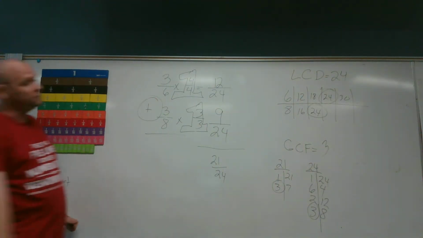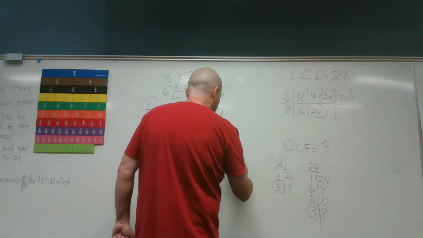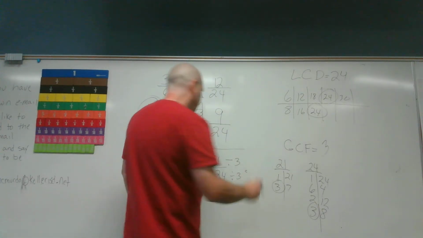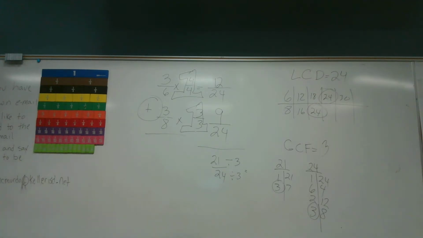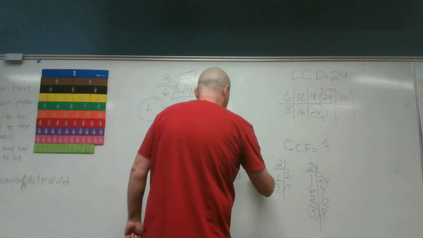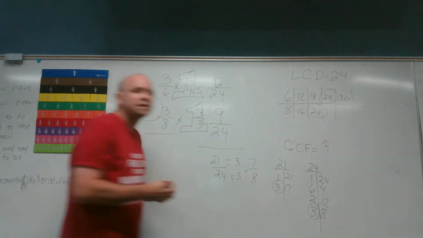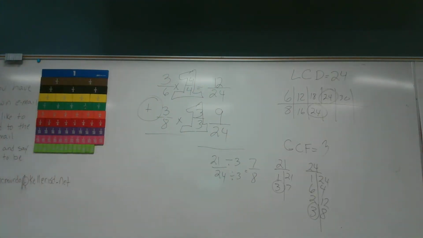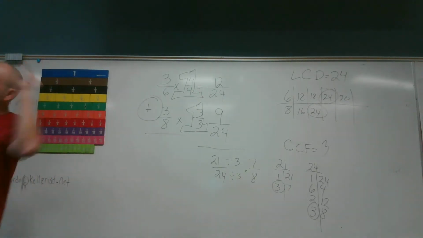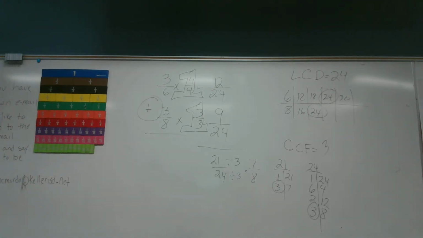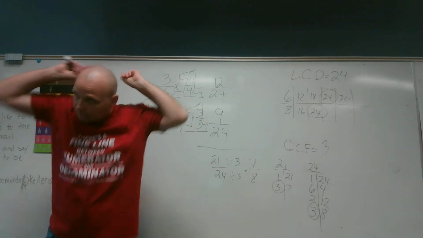Once we know the greatest common factor, we divide both the numerator and denominator by the greatest common factor. And Erica, 21 divided by 3 is? 7. 24 divided by 3 is? 8. So what this tells us is if Peyton took a test that had 24 problems and she got 21 correct, and Celise took a test that had 8 problems and she got 7 correct, they would both get the same grade.